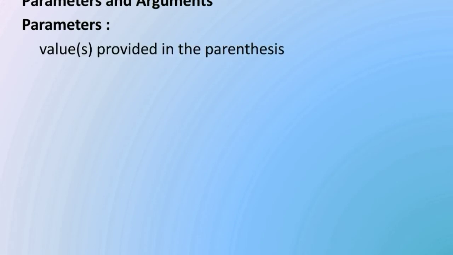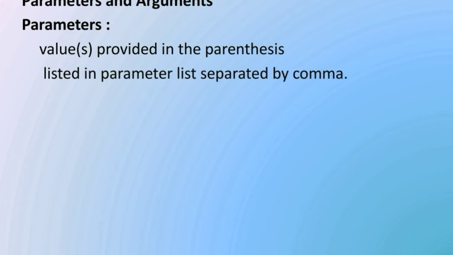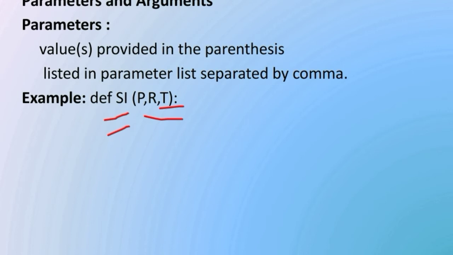If more than one value is required by the function, they are passed in the parenthesis and separated by a comma. For example, if the user-defined function is S1, DEF is a keyword used to define the user-defined function. S1 is the function name. P, R, T are the values passed to the function. So P, R, T are the example for parameters.